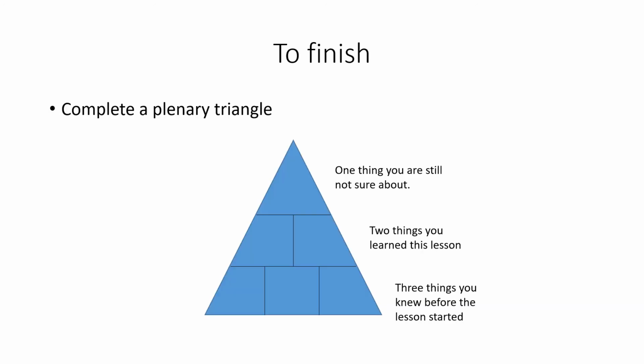And just to finish off the presentation, complete a plenary triangle. So 3 things you knew that were mentioned that you'd already covered in the previous lesson or knew from general knowledge, 2 things you've learned this lesson, and 1 thing you're still not sure about that you should go back and look up in the video.